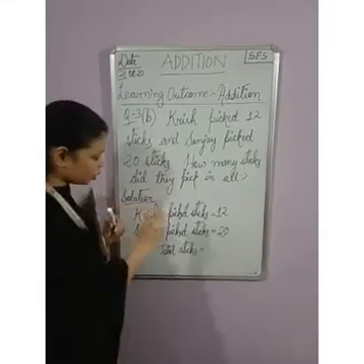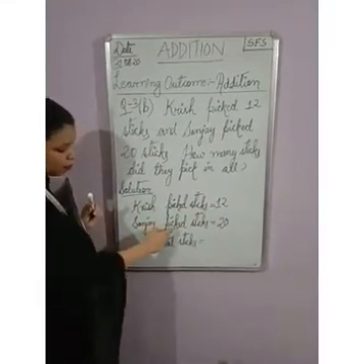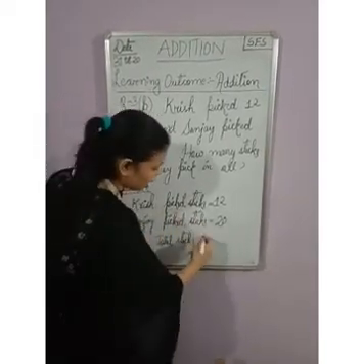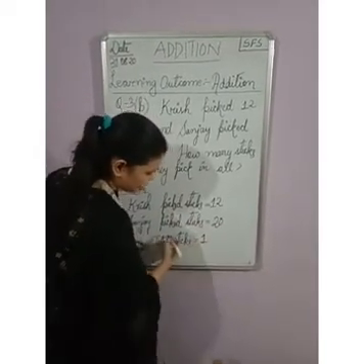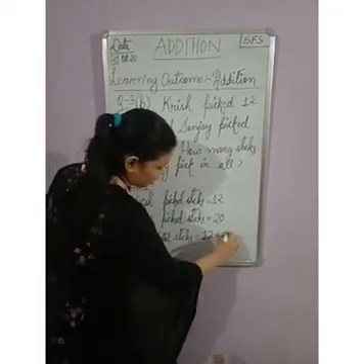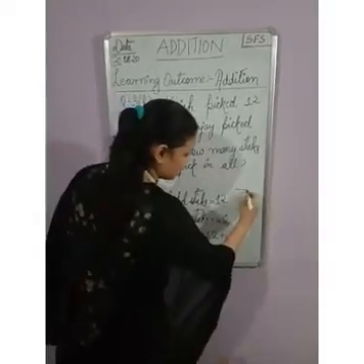So what I have written here? Krish picked sticks equal to 12. Sanjay picked sticks equal to 20. Okay, so what do I write here? I have to add the number. Total sticks equal to 12 plus 20. So how will I get this answer? I will make a place value chart on the side.